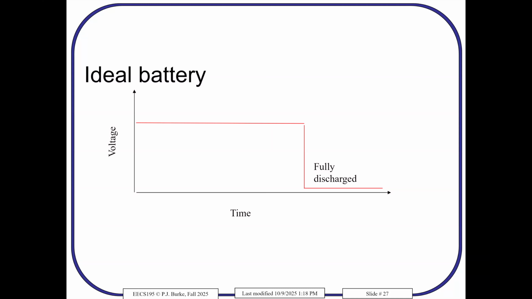So this is an ideal battery. It creates a constant voltage until it runs out, and then the voltage drops to 0. And that's what a power supply is in circuits. It creates a voltage no matter how much current is flowing. And that's not what any battery is.